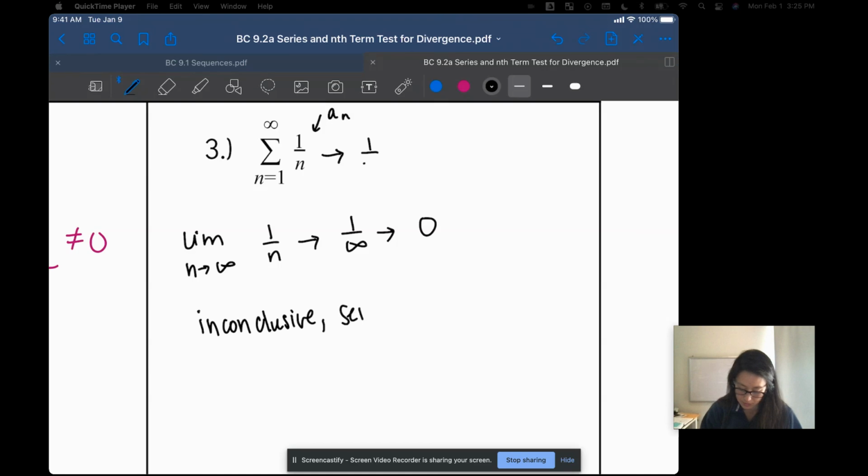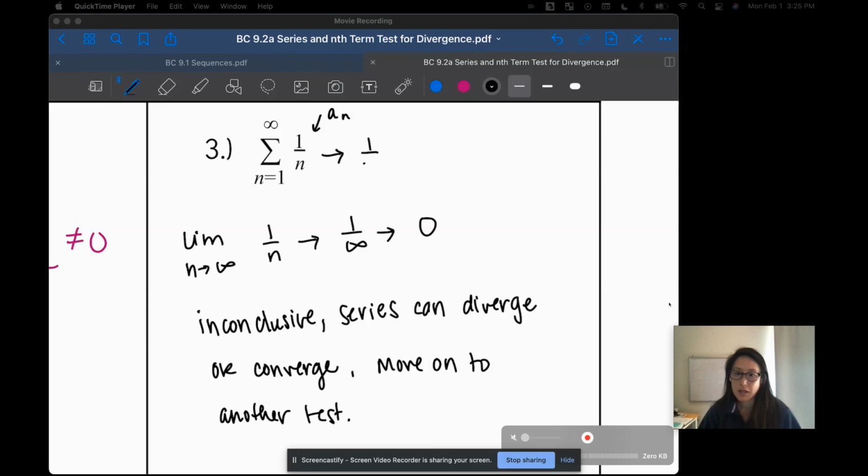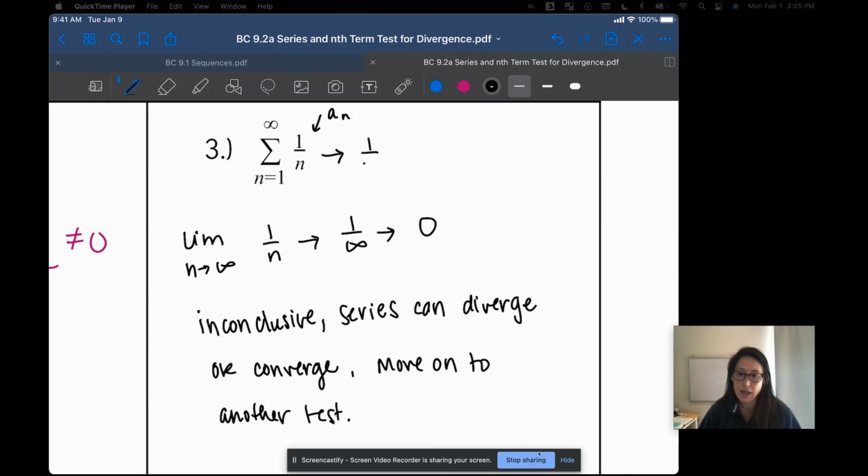The series can diverge or converge. We don't know. So we move on to another test that we don't know how to do yet. Okay, so it's inconclusive by the nth term test. So we're just going to chill for now, and then later we'll figure out how to do this. Okay, all right. So those are your examples of the nth term test.